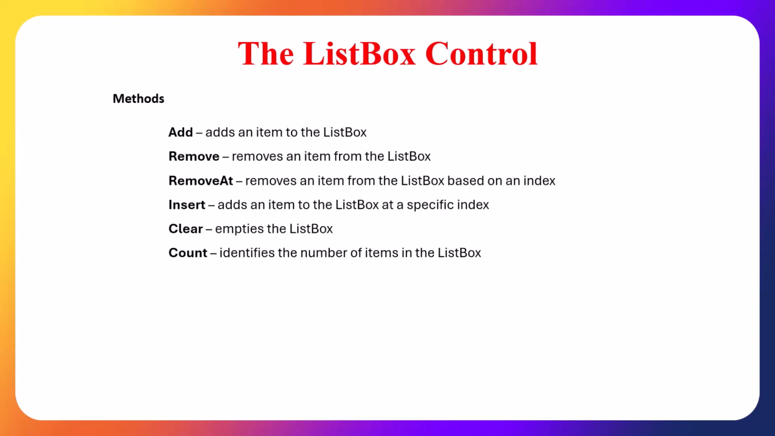Let's look at some methods. There's an Add method. This adds an item to the list box. There's a Remove method. It removes an item from the list box. RemoveAt removes an item from the list box based on an index. There's the Insert method. It adds an item to the list box at a specific index location. The Clear method empties the list box completely, wipes it out. Count identifies the number of items in the list box. It basically keeps count of how many items you've added or deleted, until you get to nothing in there. Let's take a look and see how it actually works.